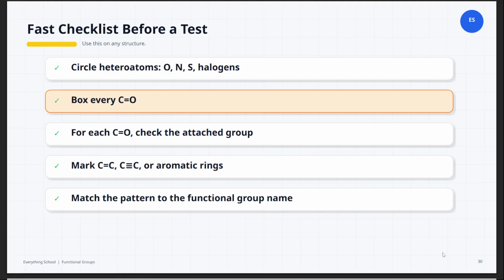Here is the checklist to use before a test. First, circle heteroatoms: oxygen, nitrogen, sulfur, and halogens. Second, look for a carbon double bonded to oxygen. Third, if there is a carbonyl, inspect what is attached to the carbonyl carbon. Fourth, check for carbon-carbon double bonds, carbon-carbon triple bonds, and aromatic rings. Fifth, match the pattern to the functional group table. This is much better than staring at the molecule and hoping the name pops into your head. Use the same order every time.